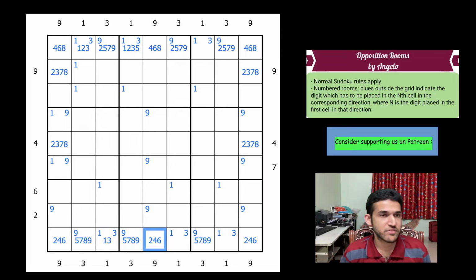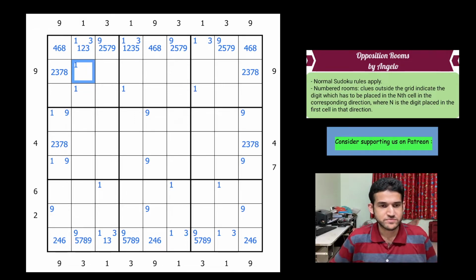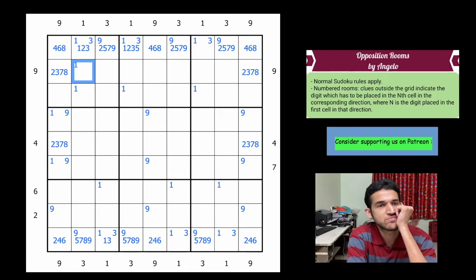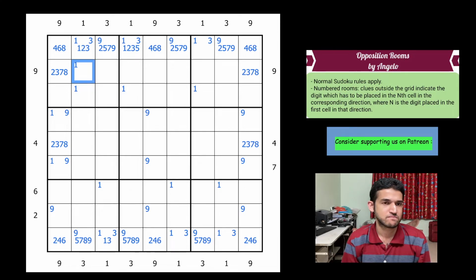I was thinking something, if I can eliminate 2 from here, a 2 here would force a 1 here. And it's not going anywhere. Tough.